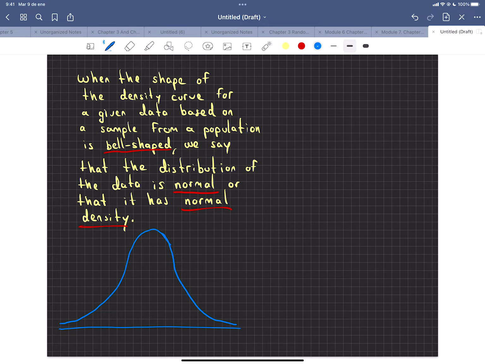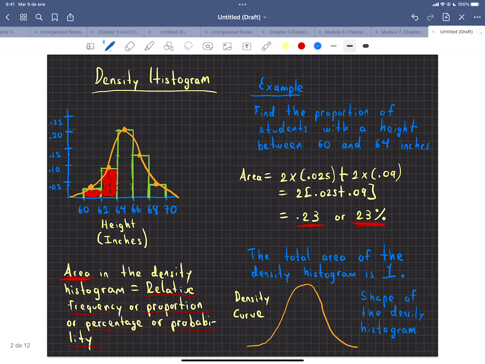Because the key of this is that, for example, go back to the example of the heights. How can we interpret this here? If the area is the proportion or the percentage, this means that most of the area is concentrated around the center of the distribution. You see that?